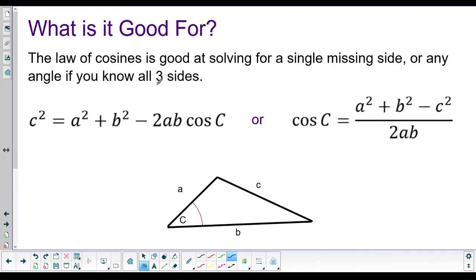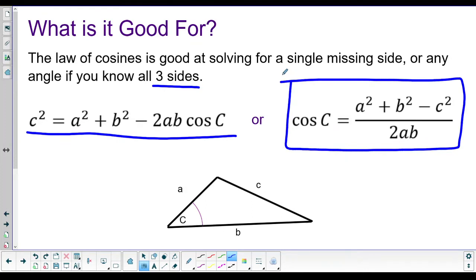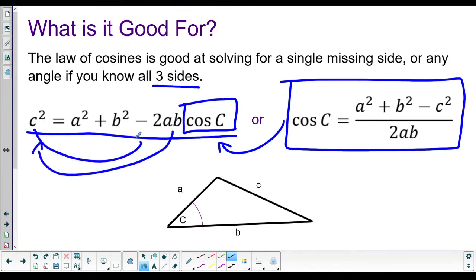Or if you know all three sides, then the law of cosines is really good at finding an angle. So another version of the law of cosines you might want to write down is this one. This is the same as this. It's just that cosine of C has been solved for. So what they did is they added this over, they subtracted the C over there, they divided by the 2AB, and then they got the cosine C by itself. They've done all that algebra for you.